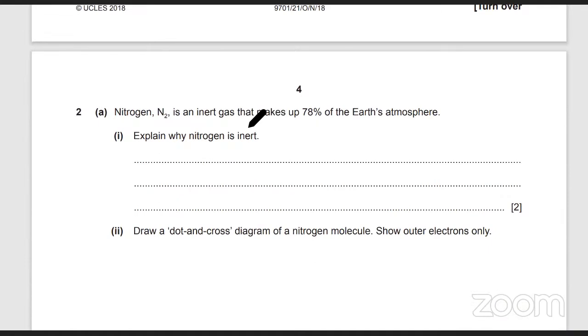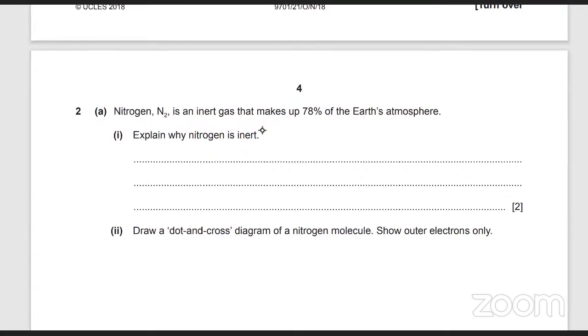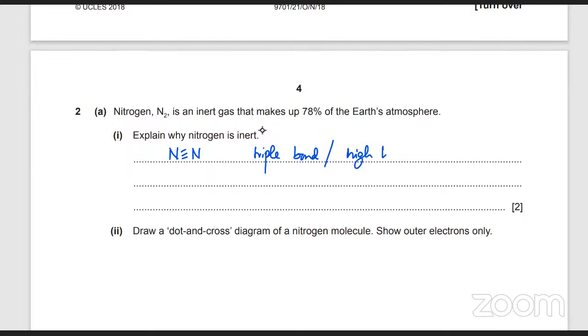Now, next one. Explain why nitrogen is inert. Give 2 reasons why it's inert. Sir, it's because they have triple bonds, which is very strong, and they are non-polar. Okay, so they've got a triple bond. So you're going to write that they've got a high bond energy or large bond energy. Secondly, no dipoles, non-polar. So they will not be attracting anything.